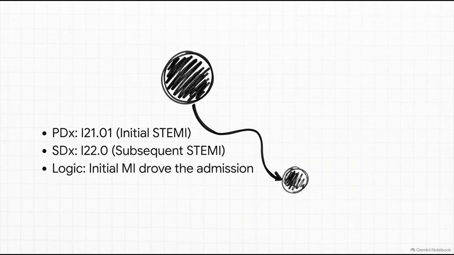If you guessed I21.01 as the principal, you hit the nail on the head. Because the initial left main STEMI is what actually drove the admission, it remains the principal diagnosis. The new event becomes your secondary I22.0 code. You tether the two together and boom, you've told the full clinical story of that single hospital stay.